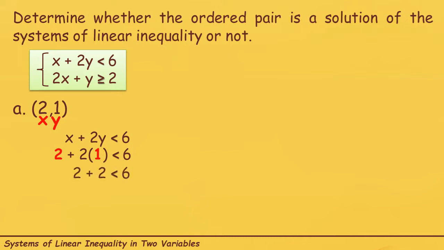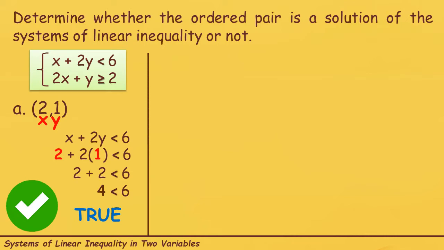2 plus 2 is less than 6. 2 plus 2 is equal to 4. 4 is less than 6. Dito tayo sa pinakang dulo magfo-focus. Aalamin natin kung ito ba ay true or false statement. 4 is less than 6. Is it true or false? It's true. Therefore, 4 is less than 6 is a true statement. Dahil dyan, 2, 1 is a solution sa first inequality pa lang.